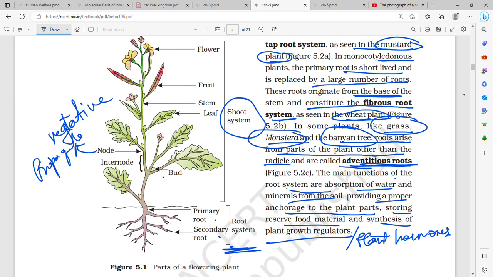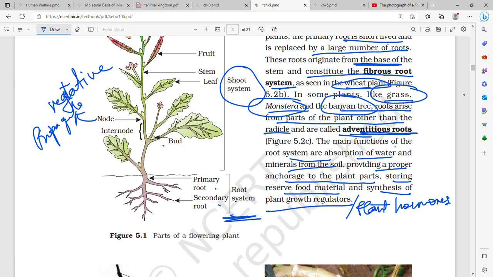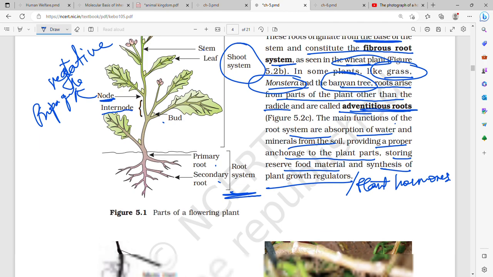So what comprises the shoot system? The flower, fruit, stem and leaf, and nodes and internodes all comprise the shoot system, and the primary root, secondary root and tertiary root all comprise the root system. From the node, the vegetative propagules arise. And what is an internode? That is the space between two nodes.